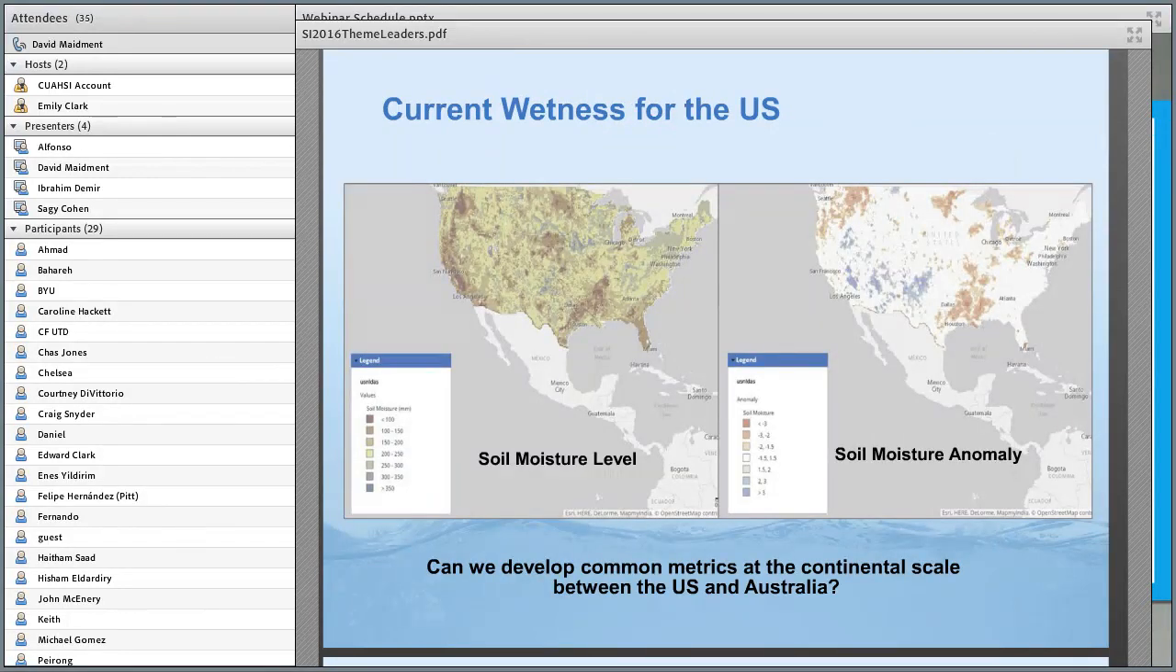One of my graduate students, Gonzalo Espinosa, has been doing similar calculations using the National Land Data Assimilation System for the United States. So we are already well set up that we could be doing the same kind of modeling and anomaly assessment as the Australians are already doing. The question we'd like to deal with here is, can we develop common metrics at the continental scale between the United States and Australia so that we can say, oh, they're wet, we're dry, and even though we're using different models, we can make the same kinds of assessments?